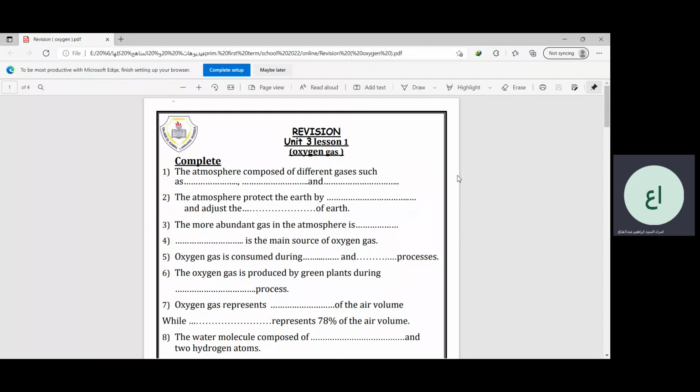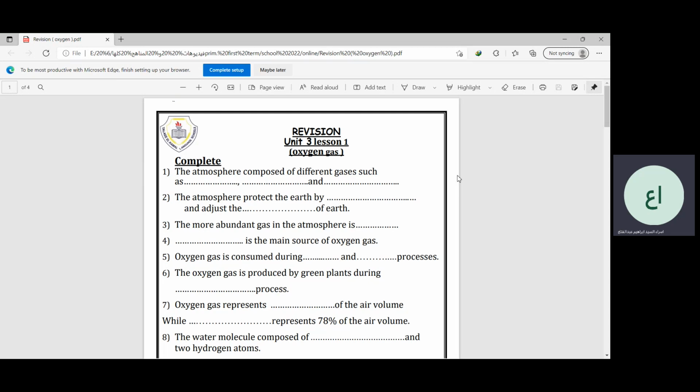The first question we have: the atmosphere is composed of different gases such as. What does atmosphere mean? It is a mixture of different gases surrounding the earth. Here it may say the atmosphere consists of different gases.